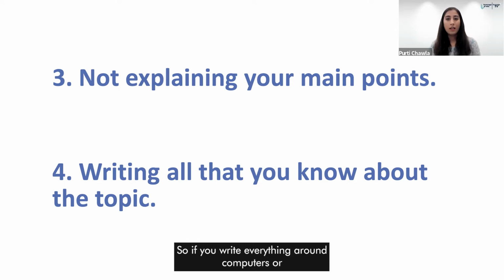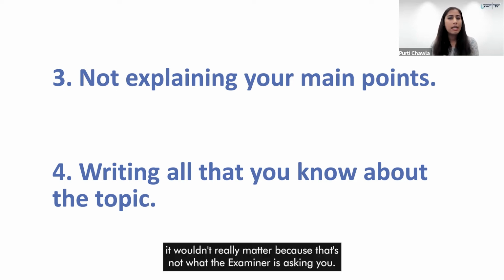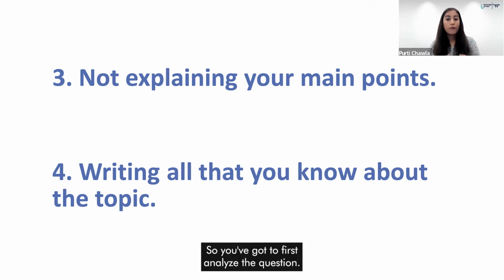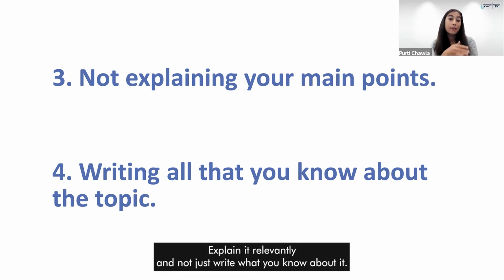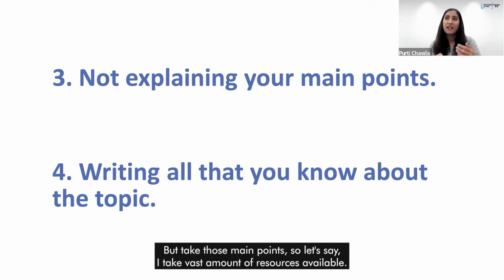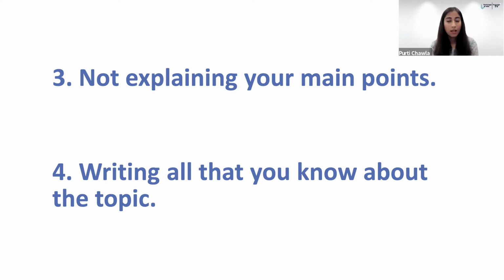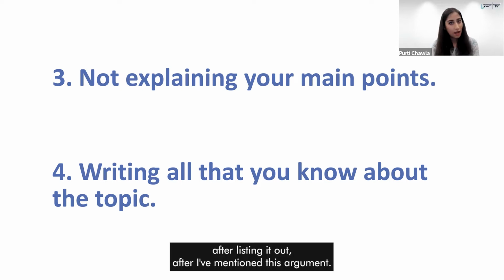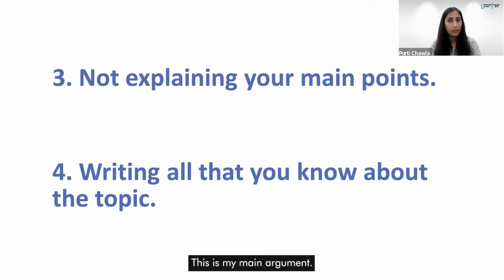If you write everything around computers, or how computers are helpful to you in the workplace, it wouldn't really matter because that's not what the examiner is asking. So you've got to first analyze the question, explain it relevantly, and not just write what you know about it. When you take your main points, don't go beyond 2 arguments. So let's say I take the vast amount of resources available. After I mention this as my main argument, one of the advantages of it, then I'll explain with the hows and whys.